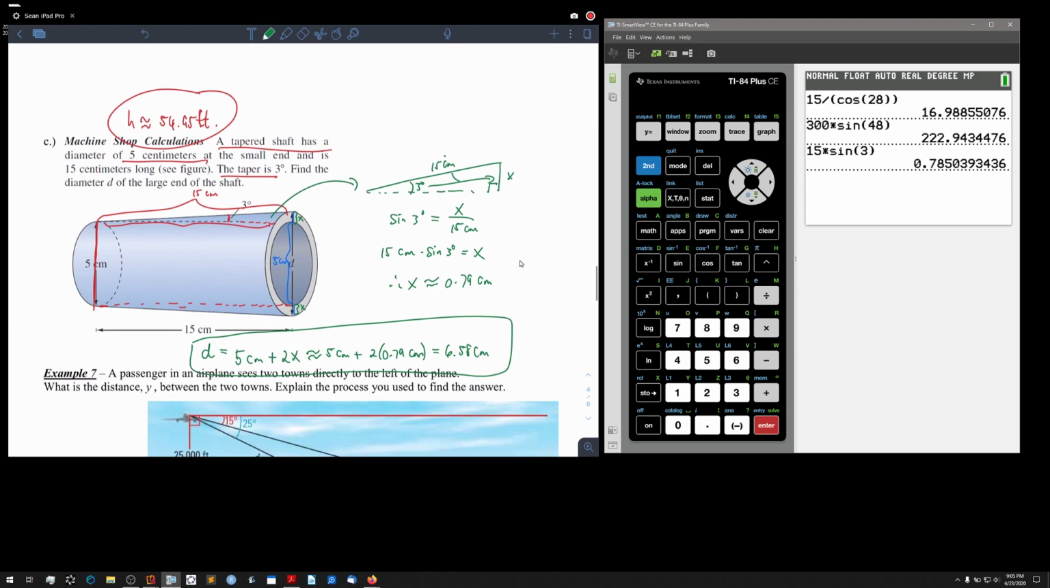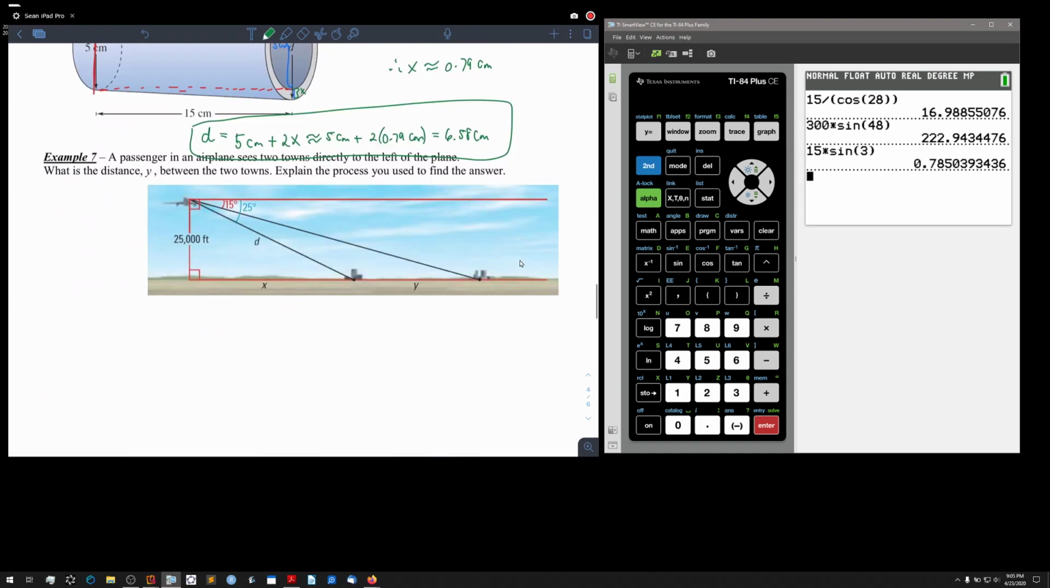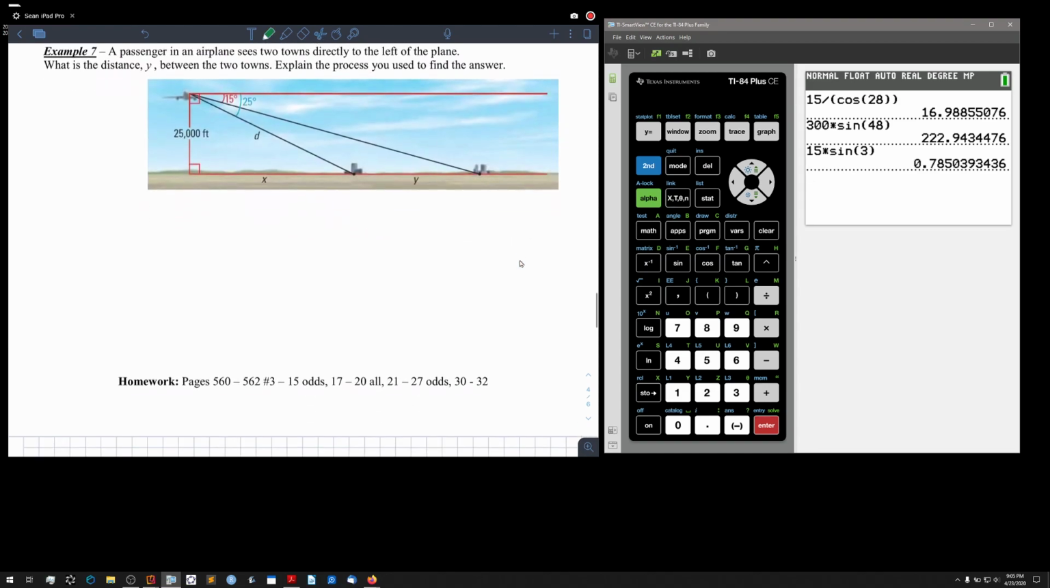All right, and then one last little problem-solving question. They get progressively more interesting as we go along. Let me remove this, and then we'll be done here. Example 7 says, a passenger in an airplane sees 2 towns. So here's a town, here's a town, directly to the left of the plane. What is the distance y between the towns? So here's the question. What is y? That's the question.